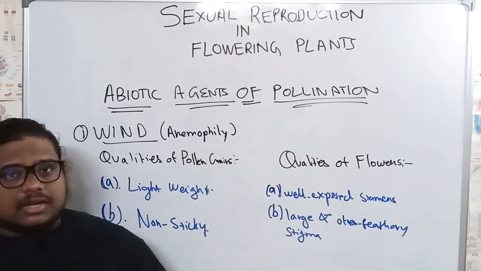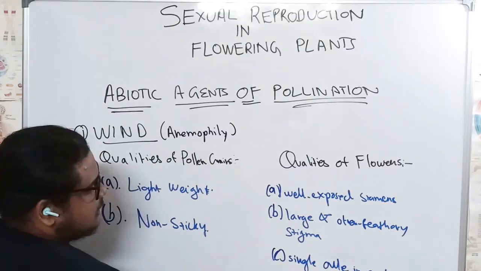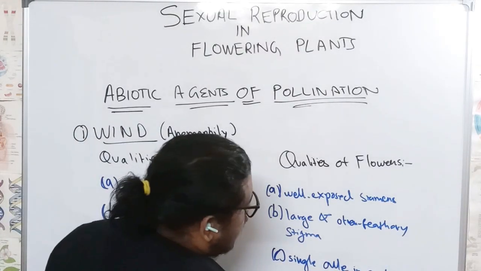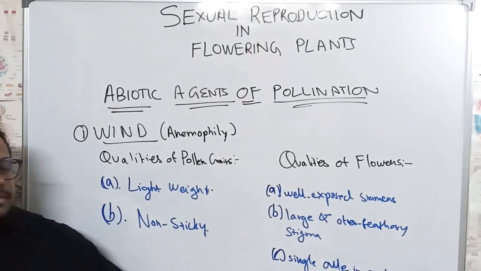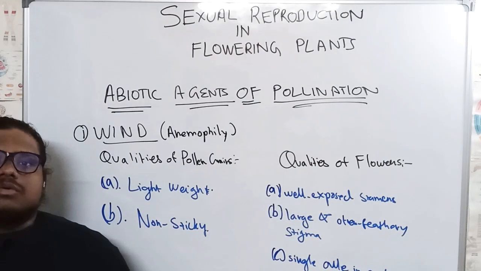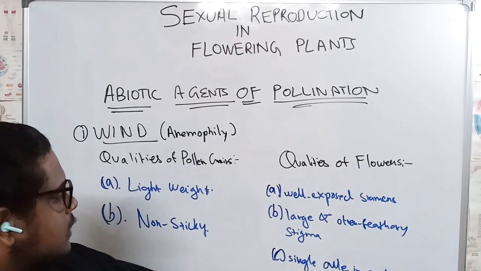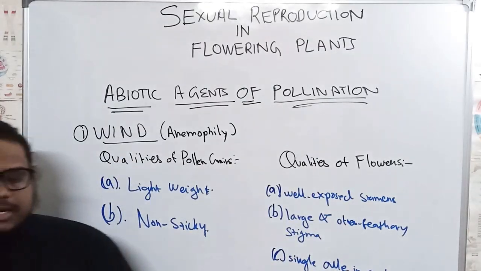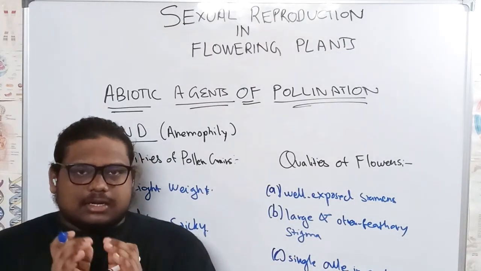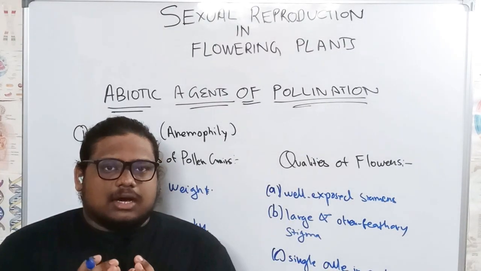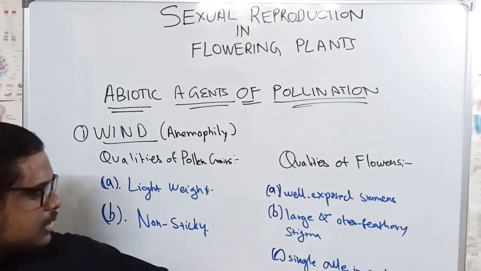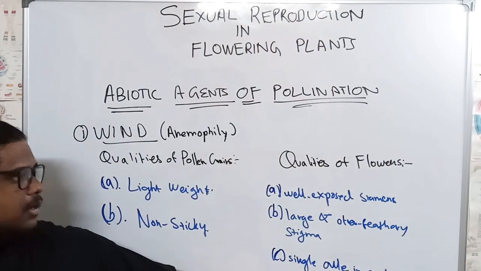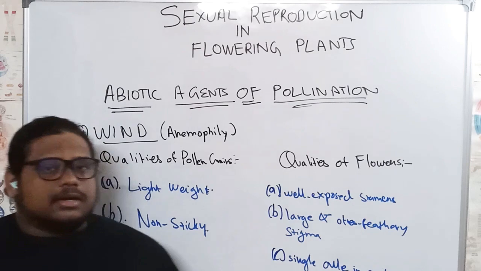Next property is that these flowers have a single ovule in each ovary. In these flowers there is usually just one ovule in each ovary. After that, in many wind pollinated plants, different flowers are collected like a single unit. Many flowers come together, and this is known as inflorescence. So this is another property of the wind pollinated flowers.